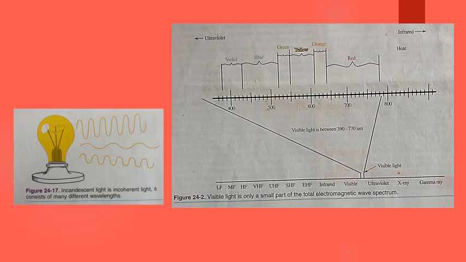Light consisting of many different wavelengths is called incoherent light, light that is not in phase, and you can see an example of that on the screen as an incandescent light bulb, which consists of many different wavelengths and is incoherent light, unlike the light from a laser source.